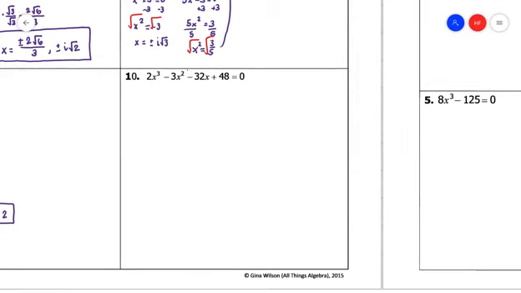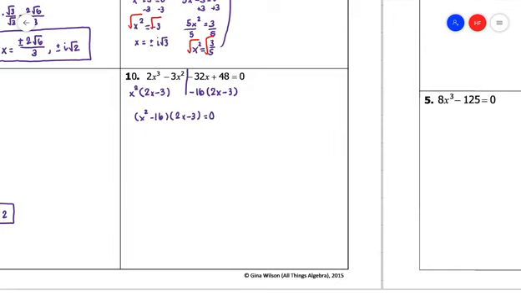So on number 10, we've got 4 terms again. We're going to split it down the middle and factor out the GCF of both sides. Greatest thing I can take out of these two is an x squared. I'm left with 2x minus 3. And over here, the greatest thing that I can take out is negative 16, which leaves me with a 2x minus 3. Remember, we want those to be the same, so just double check that they are. So my factors are x squared minus 16 and 2x minus 3.